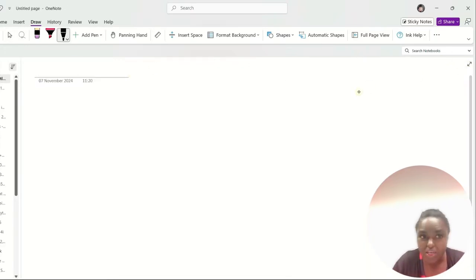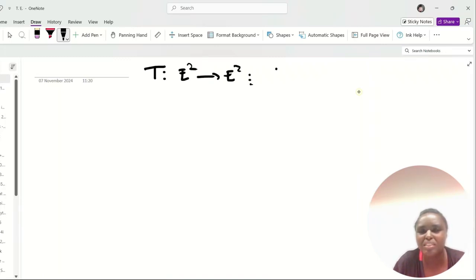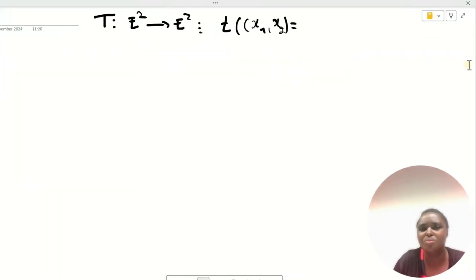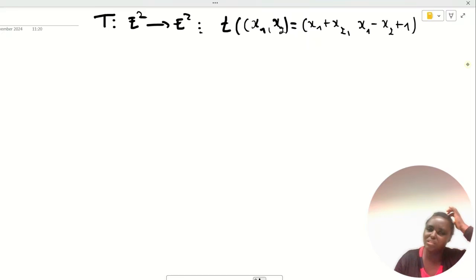We have our transformation T defined from R squared to R squared by T of the couple (x1, x2) equal to (x1 plus x2, x1 minus x2 plus 1). This is our transformation, and we need to know if it is linear or not.